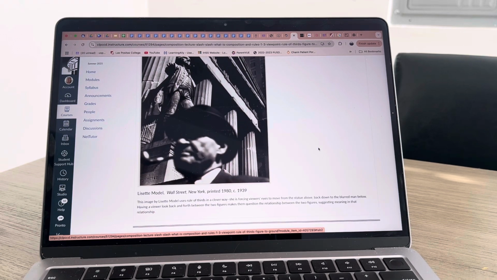Lisette Model, Wall Street, New York, framed in 1980, seen 1939. This image by Lisette Model uses the rule of thirds in a clever way. She is forcing viewers' eyes to move from the statue above back down to the blurred man below. Having the viewer look back and forth between the 2 figures makes them question the relationship between the 2 figures, suggesting meaning in that relationship.